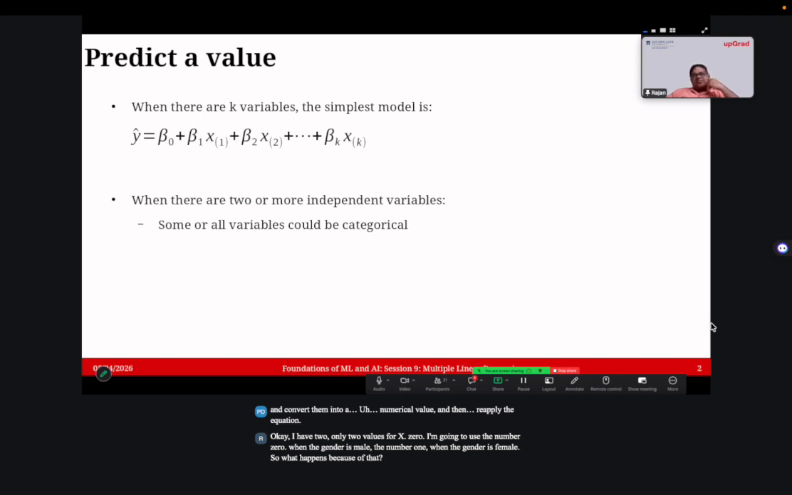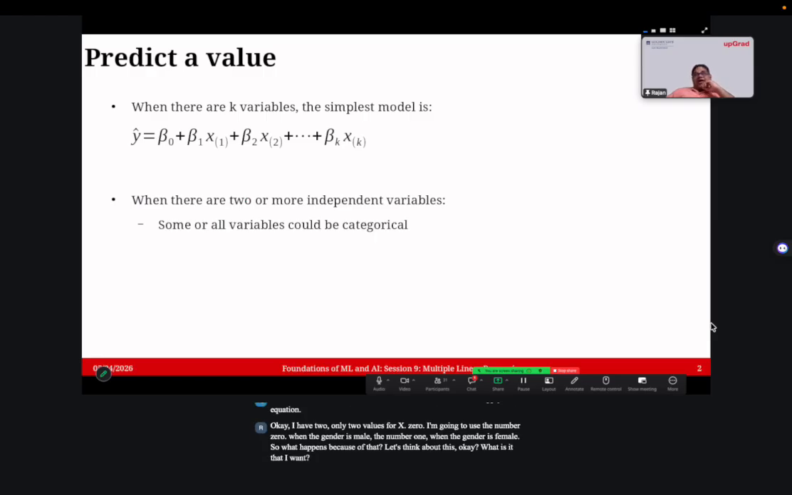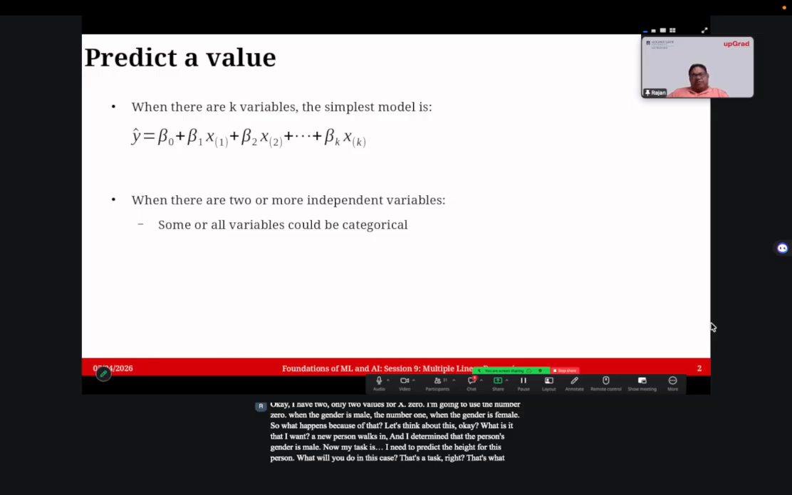Let's think about this, okay? What is it that I want? A new person walks in, and I determine that the person's gender is male. Now my task is I need to predict the height for this person. What will I do in this case? That's a task, right? That's what our model is about. So what can I do in this case?